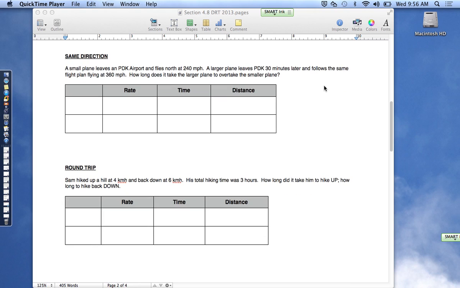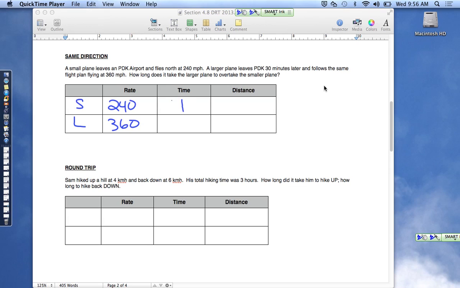Okay, two objects traveling in the same direction. A small plane leaves the airport and flies north, traveling at 240 miles per hour. A larger plane leaving 30 minutes later, following the same flight plan, flying at a rate of 360 miles per hour. How long will it take the larger plane to overtake the smaller plane? So for labeling, you could have small plane, large plane. The rate is straight out given. Rate of each is given information.